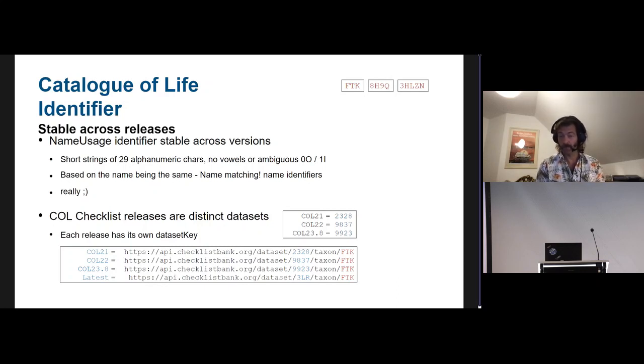You see examples below. The distinct datasets, the releases, have distinct keys. So the annual version of Catalogue of Life 21 is 2328 and 22 is 9837. So you can look up basically the identifier, and in this example FTK is the Rosaceae family, in the different versions of Catalogue of Life, and you can also use this magic key that always takes you to the latest version. So the identifier for Rosaceae is the same across all versions, but the content you get back might differ. Next slide, please.